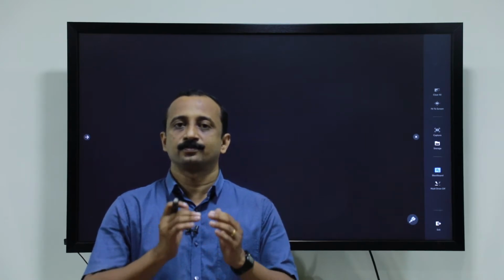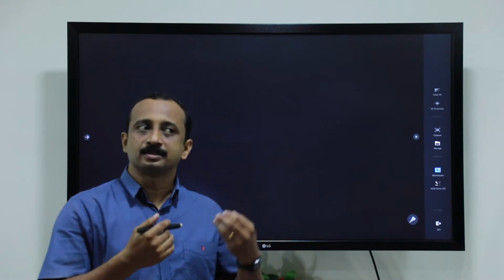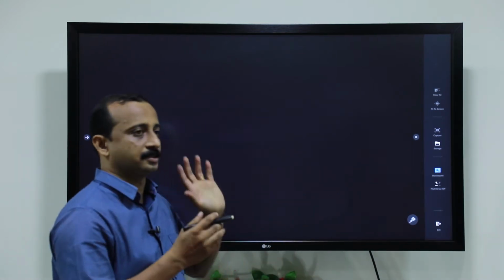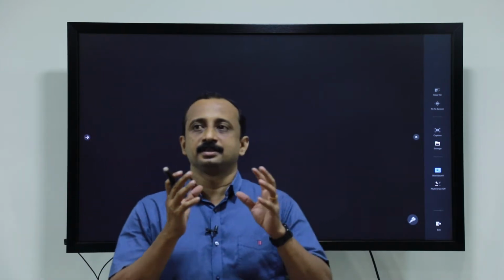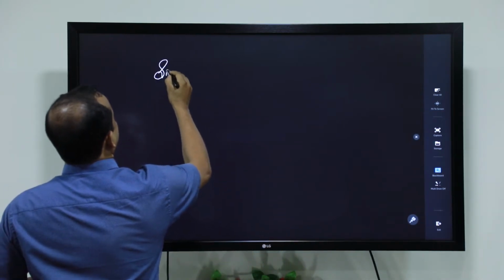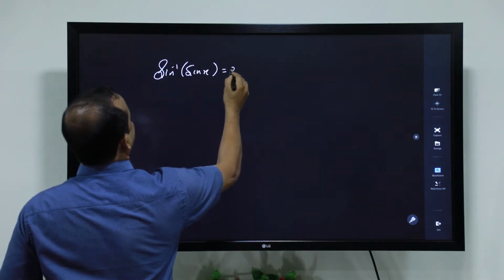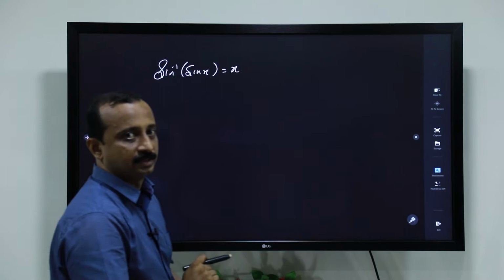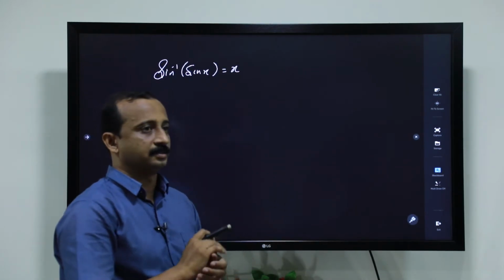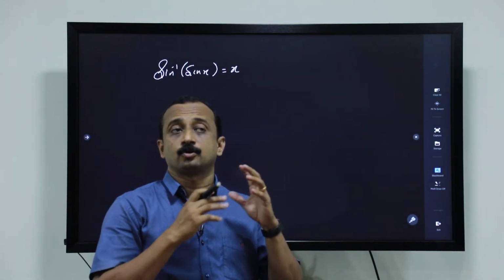I divided these properties into 4 sections, and we use derivatives also in this section. Actually a function and its inverse function are combined to form, that means, sine inverse of sine x is equal to x. That is an identity function. This concept comes from the composition of two functions.